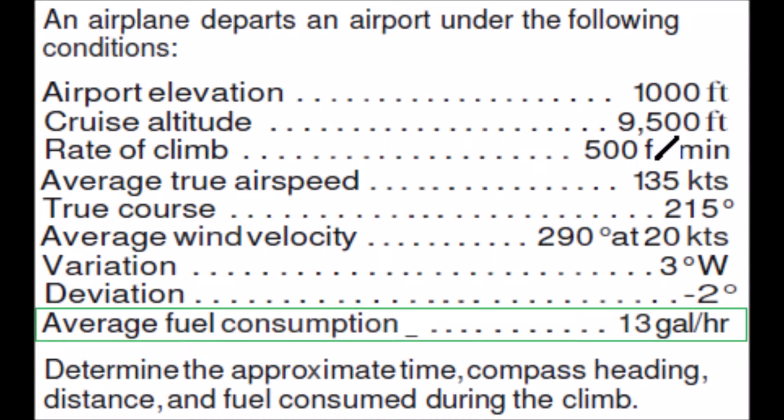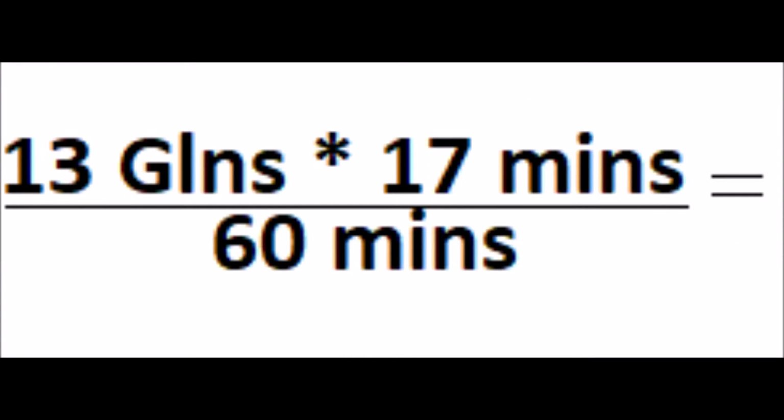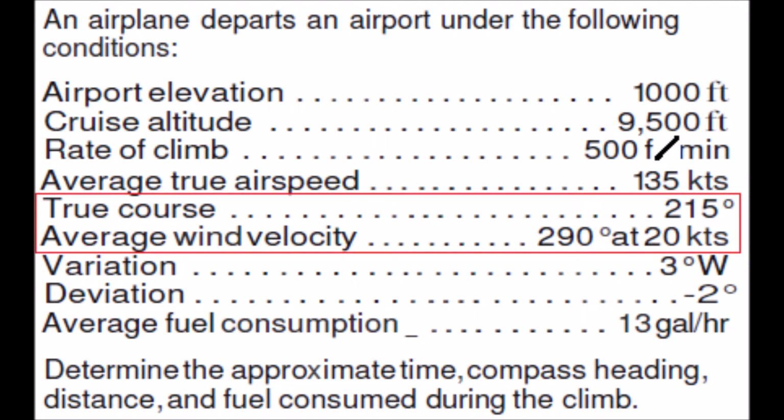Now that we have found the time, we can figure out how much fuel we are going to burn. We are told we burn 13 gallons in 1 hour or in 60 minutes. We want to know how much gas we burn in 17 minutes. So we multiply 13 times 17 divided by 60 and that gives us 3.68 gallons. Now we have 2 of the 4 answered. Now let's figure out our wind correction and ground speed.